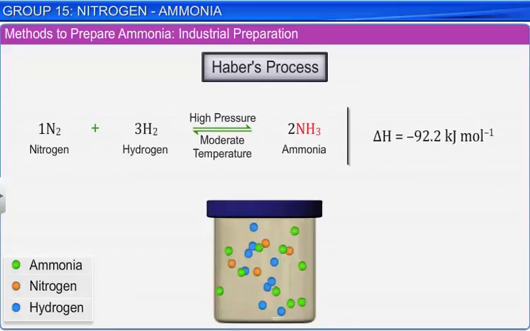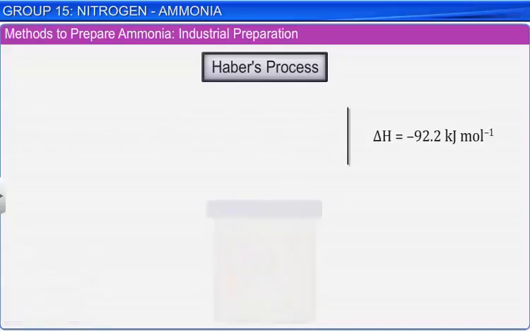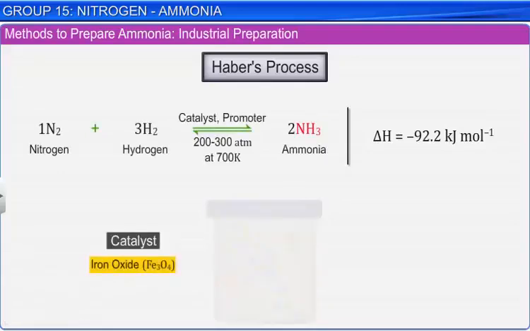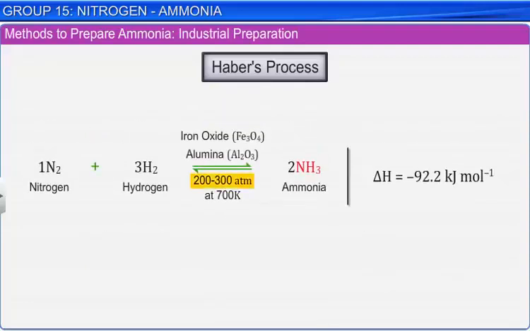Further, to accelerate the reaction, that is, to attain the equilibrium faster, a catalyst like iron oxide and a promoter such as alumina are used. Thus, a high pressure of 200 to 300 atmospheres, an optimum temperature of about 700 Kelvin, and the catalyst iron oxide along with the promoter alumina are used to obtain better yields of ammonia.